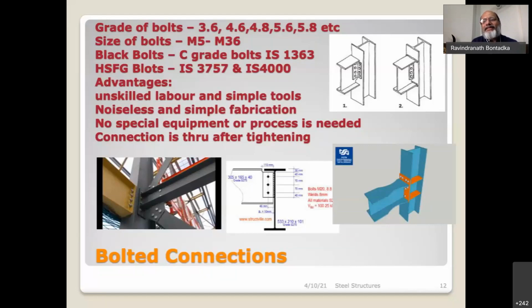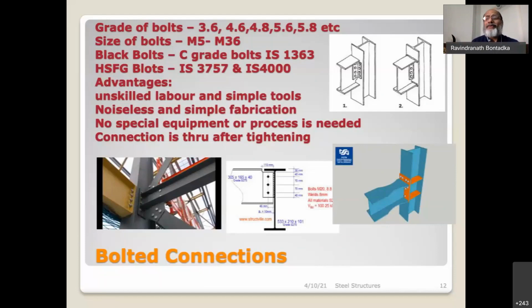As I mentioned here, you have different kinds. One member comes in and joins perpendicularly or at any angle, however the case may be, and those two are joined together with bolts. Now, we use different grades of bolts. We call them bolt grades, with either 3.6, 4.6, 4.8, 5.6, 5.8, etc.